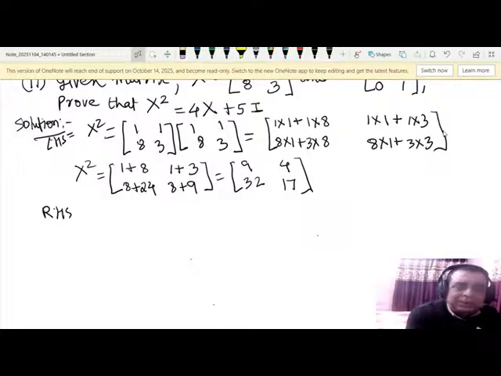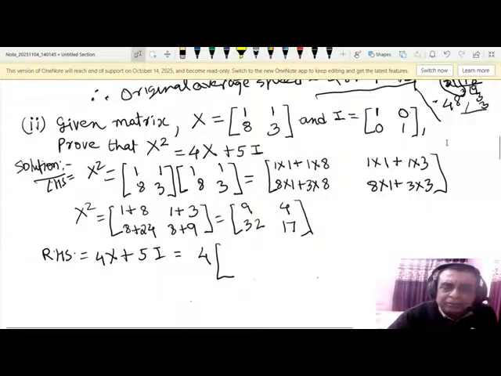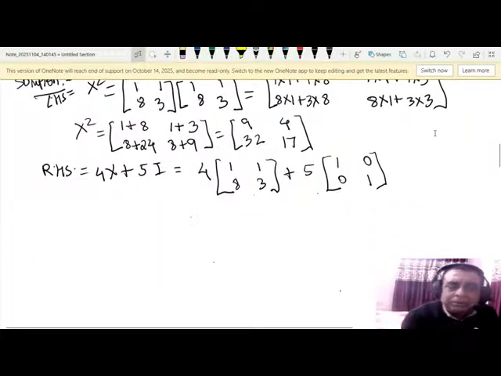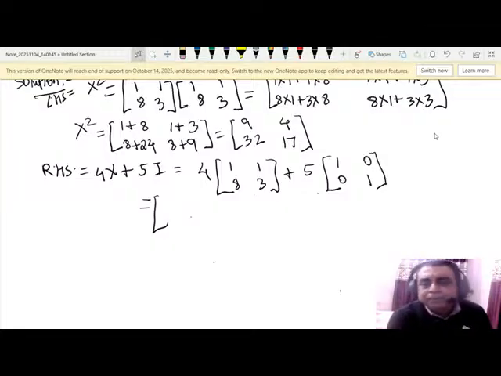So the RHS is 4X plus 5I. You multiply 4 with the X matrix. What is X? It is [1 1; 8 3], plus 5I. So 5 times I, where I is the identity matrix, [1 0; 0 1]. Now you multiply: 4 is multiplied with every element of the matrix and written in the corresponding place.